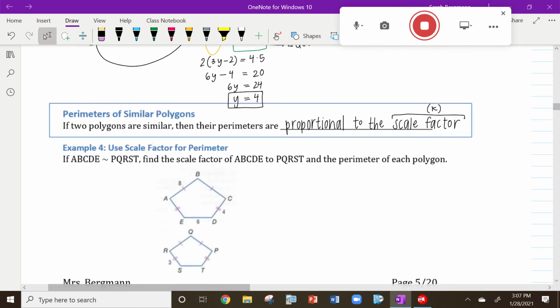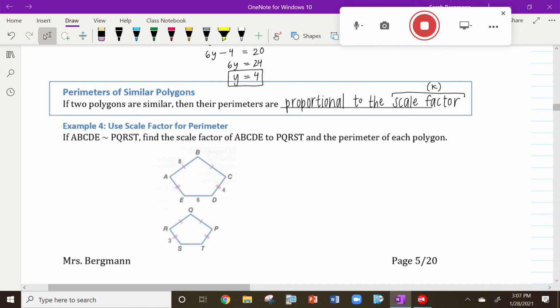Next, we will talk about the perimeters of similar polygons. You need to know this. If two polygons are similar, then their perimeters are proportional to the scale factor. So let me show you what that means with this example. Use scale factor to find perimeter. If ABCDE is similar to PQRST, find the scale factor of ABCDE to PQRST and the perimeter of each polygon.